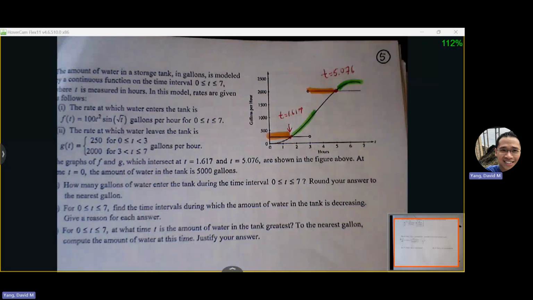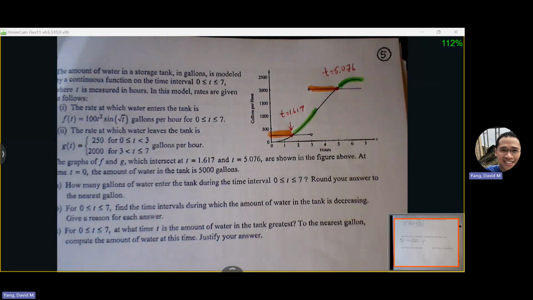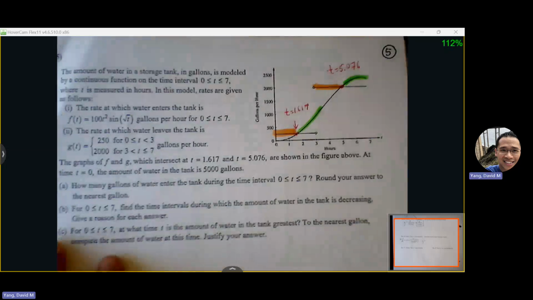Okay, so I just want to have us visualize. The water is falling, then rising, then falling, then rising. Okay, do we see that? All right, good.